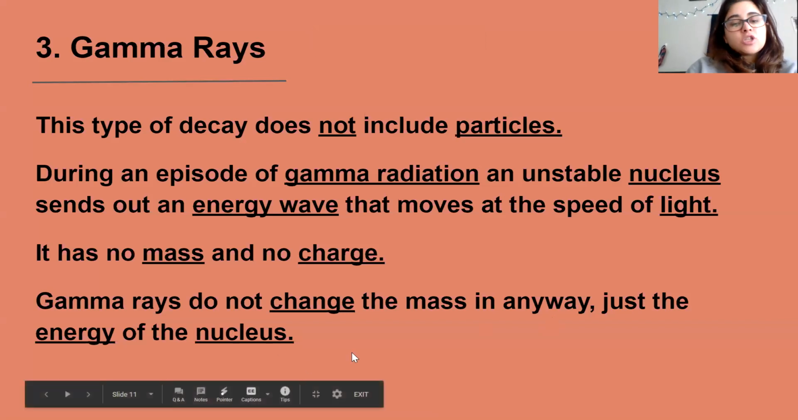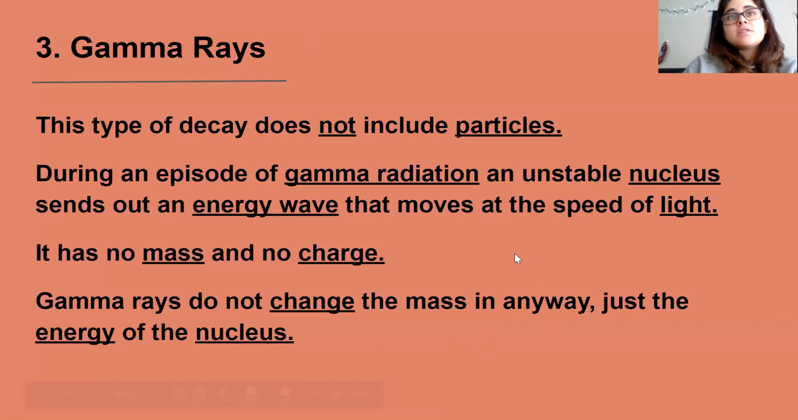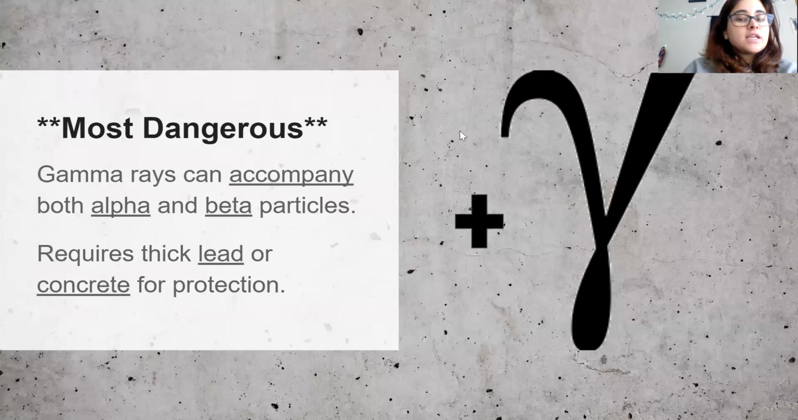Gamma rays do not change the mass in any way, just the energy of the nucleus. When gamma radiation is given off, it does slow down the element, how shaky it is. It gets slower and slower each time gamma radiation happens. This is our most dangerous. Gamma rays can accompany both alpha and beta particles. So here's why this is so dangerous. When alpha radiation happens, gamma will join in.